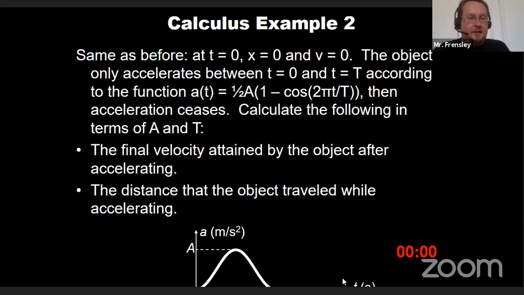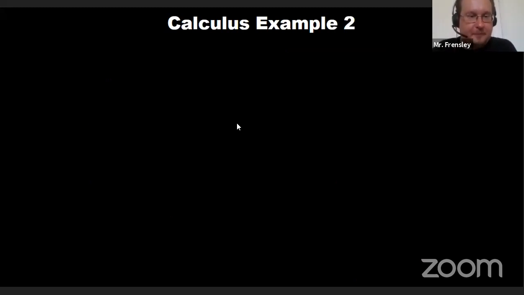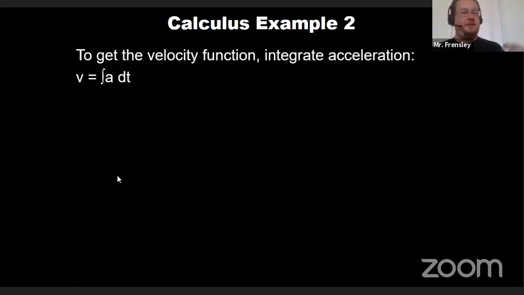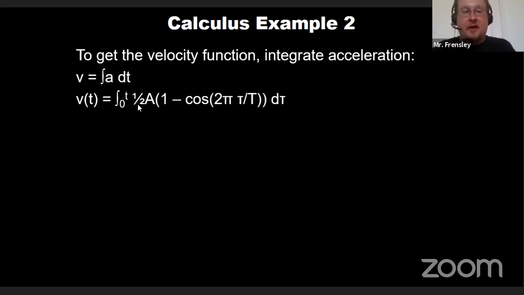All right, it's going to be a different integral, but the same process here. You want to get velocity, so integrate acceleration. This time the integral is going to be of this acceleration function. Again, I replaced the t's with tau because you're not supposed to have t in the integrand and in the limits, right?